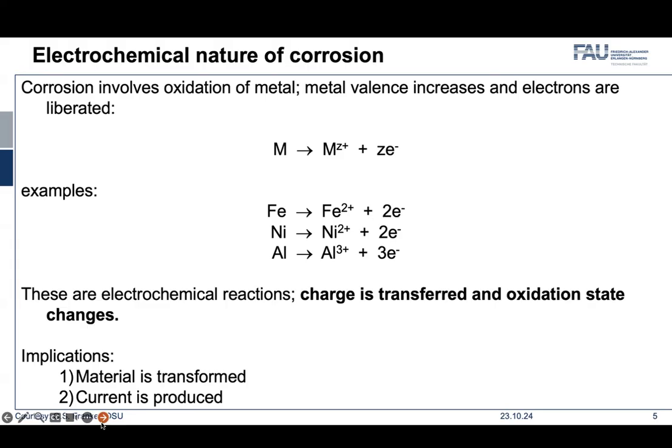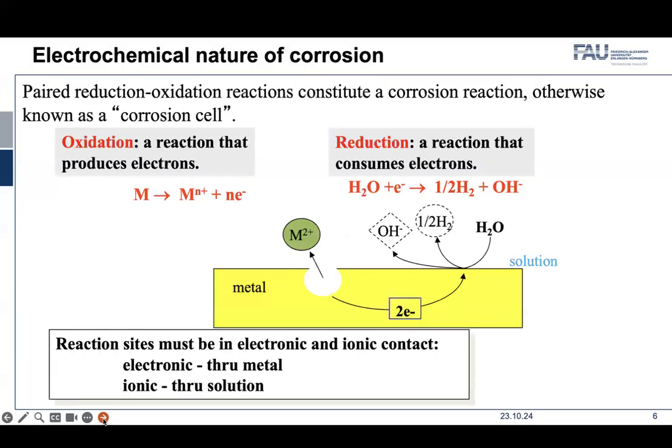So what is the definition of an electrochemical reaction? It is that there should be a charge transfer and oxidation state change. So the implication is that material is transformed. Here it was a metallic material and it went to the aqueous state, into the solution, and you produce current, because electrons are released and this current needs to be consumed somewhere.